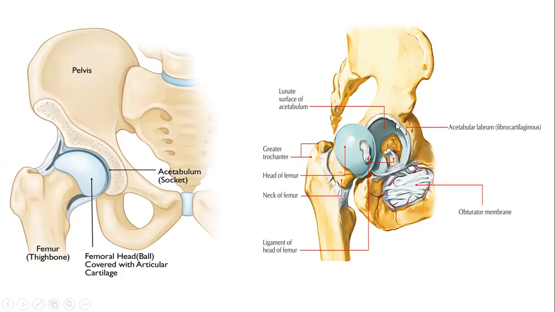The margin of the acetabulum is covered by the acetabular labrum, which is fibrocartilaginous in structure, and this labrum is there to increase the depth of the acetabular socket to receive the head of femur. It is this acetabular labrum which is continuous in the form of transverse acetabular ligament over the acetabular notch. So we can say that transverse acetabular ligament is basically a continuation of the acetabular labrum.